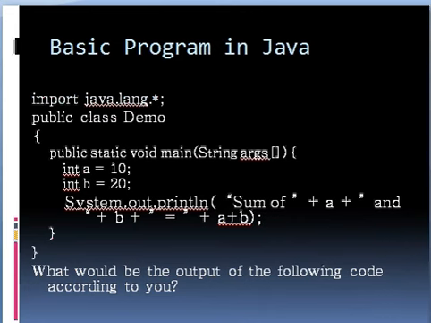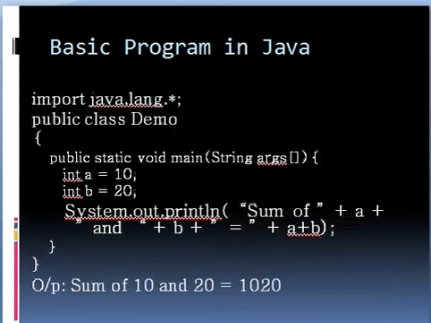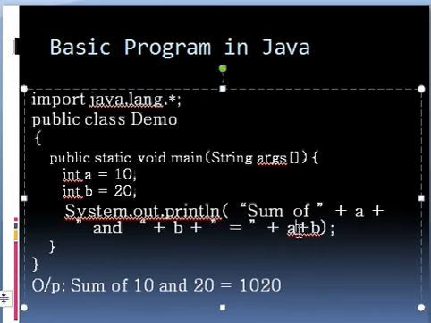If you think the output of this code is sum of 10 and 20 is equal to 30, then that would not be correct. The output would be as follows. Sum of 10 and 20 is equal to 1020. So what has happened is that this plus operator is taken to be the string concatenation operator, not the arithmetic addition operator. So we need to take care that whenever we want the arithmetic addition to be performed on any two variables, it has to be enclosed within parentheses.